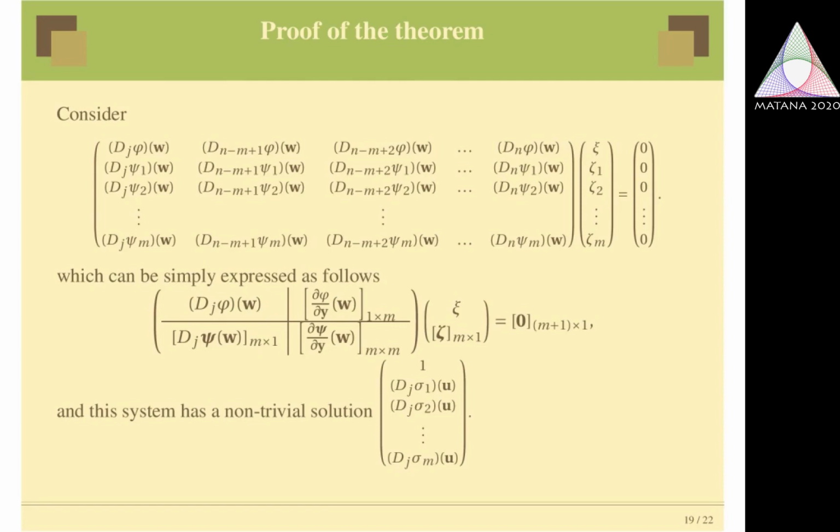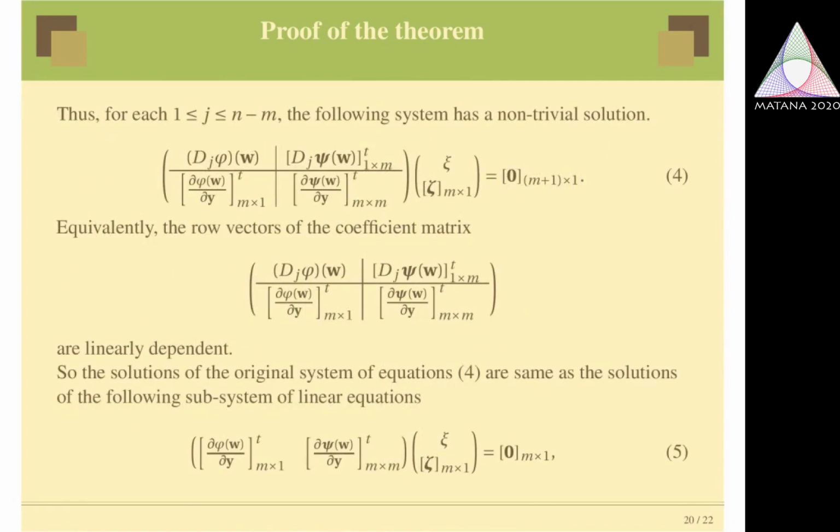Similarly, the variable vector (ψ, ζ_1, ζ_2, ..., ζ_m) can also be written in the block form, where ψ is a scalar and ζ is the column vector of order m cross 1. From the previous slide, we observe that this system of linear equations has the non-trivial solution (1, ∂_j σ_1 of u, ∂_j σ_2 of u, ..., ∂_j σ_m of u).